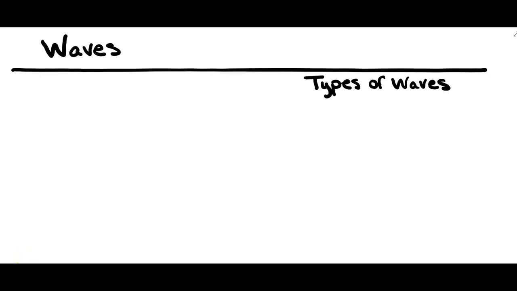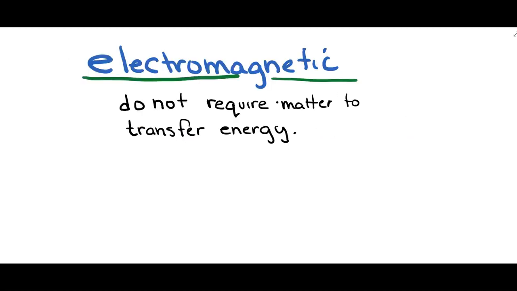The study of waves is really the study of energy being transferred from one place to another. In this video, we're going to focus on grouping that energy transfer into different categories, which we call a wave type. One category is electromagnetic waves. The other is mechanical. Let's see how these differ from one another.